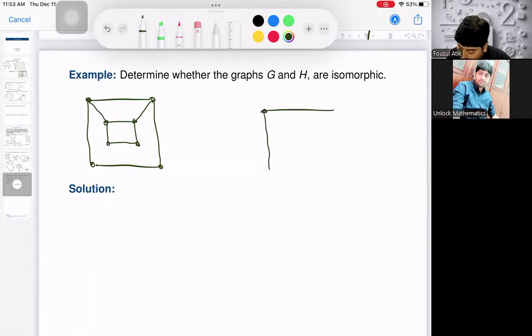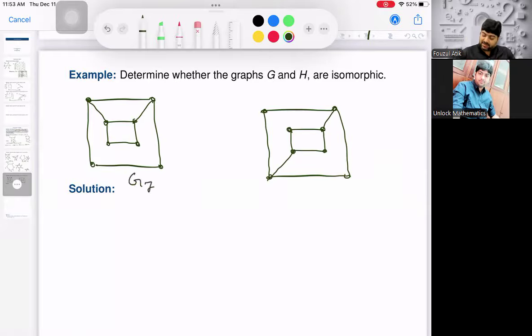So I am drawing another graph. Can you tell me whether these two graphs are isomorphic or not? This is the graph, maybe now G7. This is the graph G8. Are these two graphs G7 and G8 isomorphic? Look at it, observe it carefully. Actually, they are not, right?